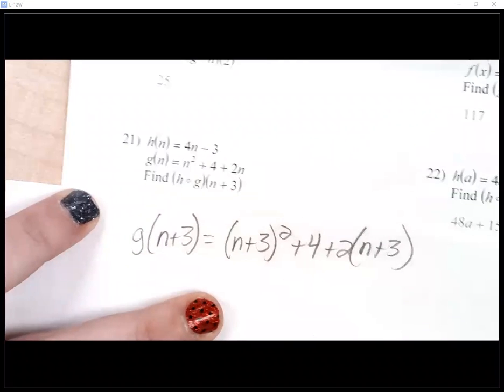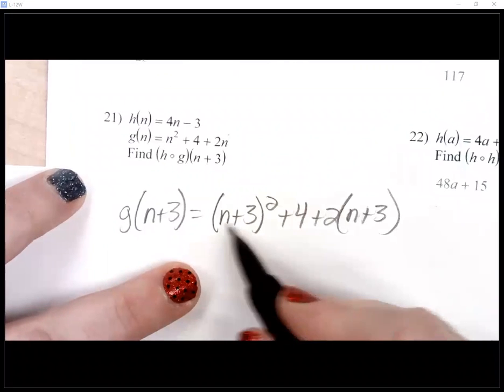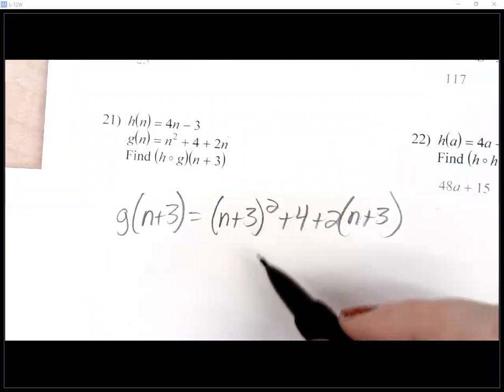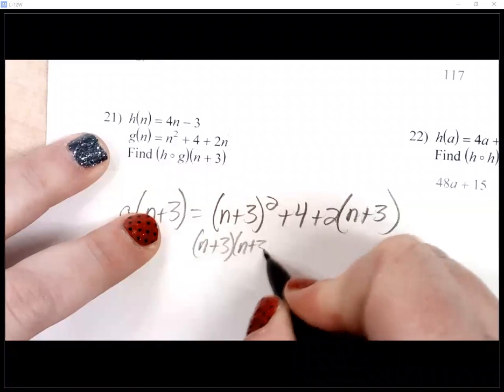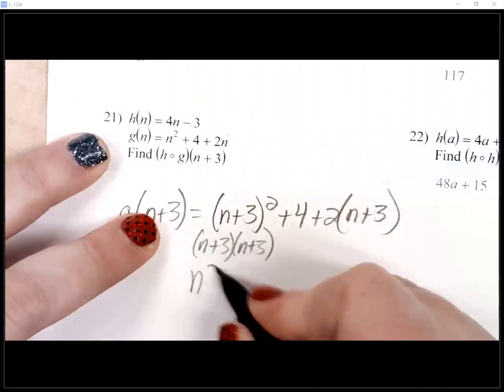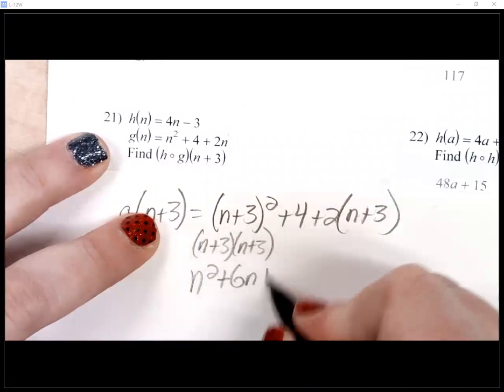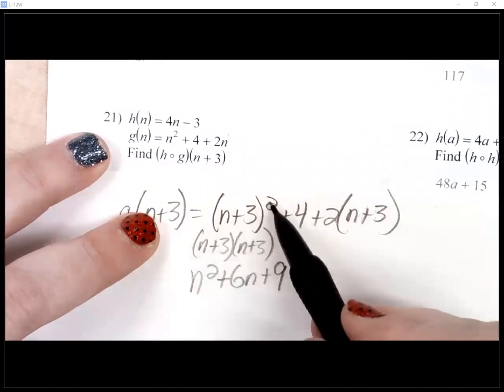I don't know how to stress this to you guys, but (n + 3) squared is not n squared plus 9. It's not. I promise you it's not. Why? Because you have a binomial times a binomial. This is (n + 3) times (n + 3). You have to FOIL that out. You get n squared plus 3n plus another 3n, so you get plus 6n plus 9. That's what you get when you square n plus 3.